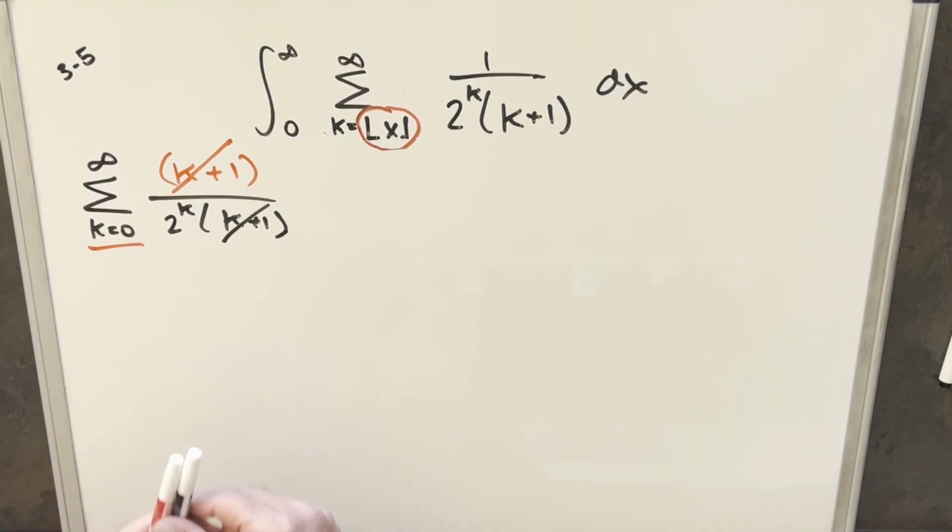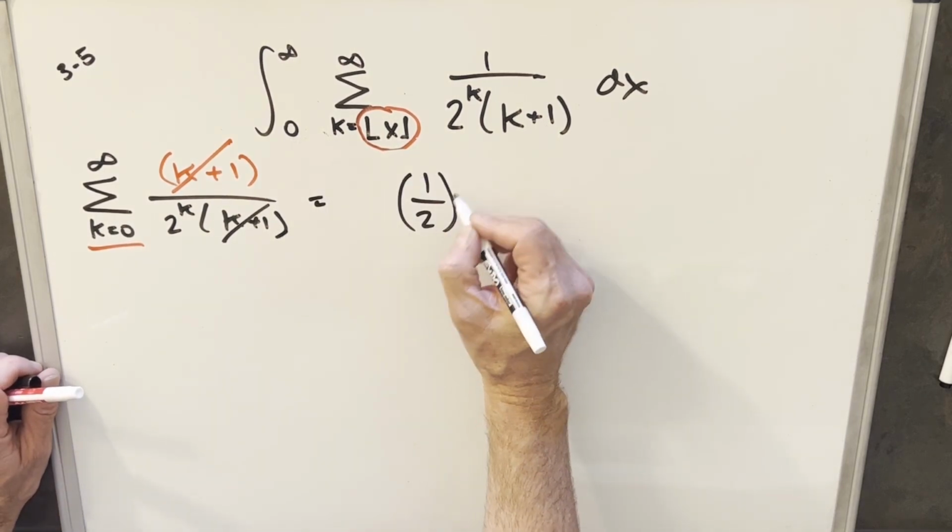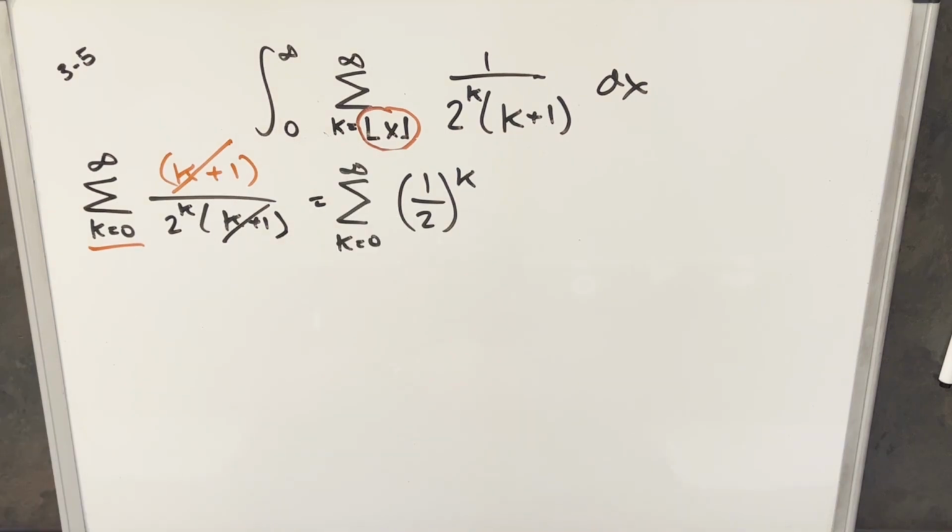And now we just have 1 over 2^k, and what I'm going to do is write that as 1/2 to the k. But now that we have it in this form, this is just a geometric series, and we have a formula for this, and we should be able to solve this pretty quick.